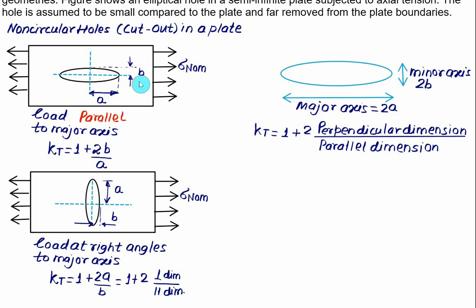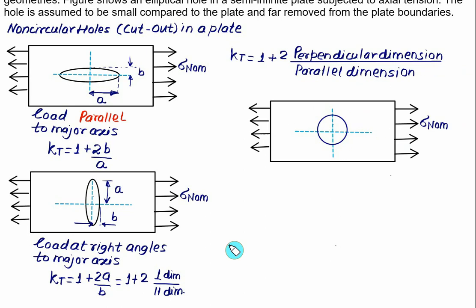Now they can exchange the values of B and A, so don't remember the formula in the form of A and B. They can say that the major axis length will be equal to 2 times B. So they will just exchange the two ideas about the major axis and minor axis as far as the exam point of view is considered. But you always remember here that KT is always equal to 1 plus 2 times the perpendicular dimension divided by the parallel dimension.